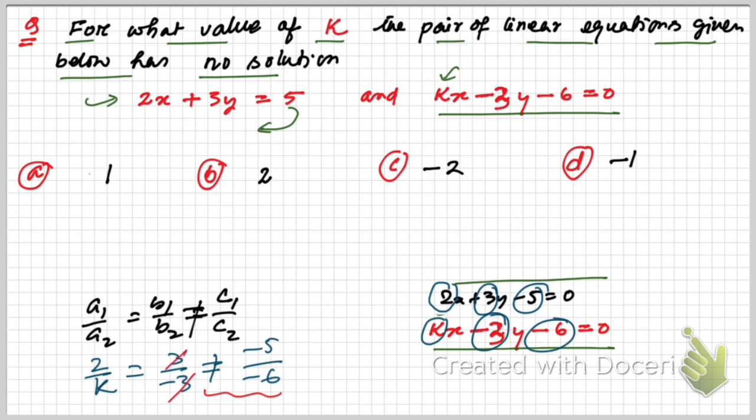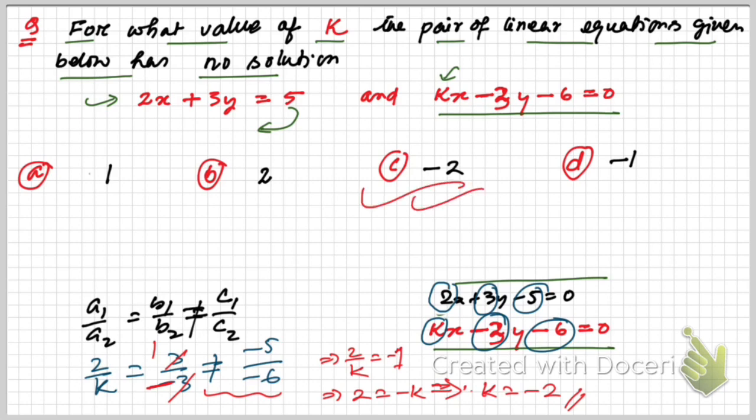So now 3 cancels, so we have got 2 by k equal to minus 1. That's what we have got. So k will be equal to minus 2. So this will be your answer, right? Here you see this is minus 1, right? So you get 2 is equal to minus k, which implies k is equal to minus 2. So hope you have understood this. So that's why the correct option is C.